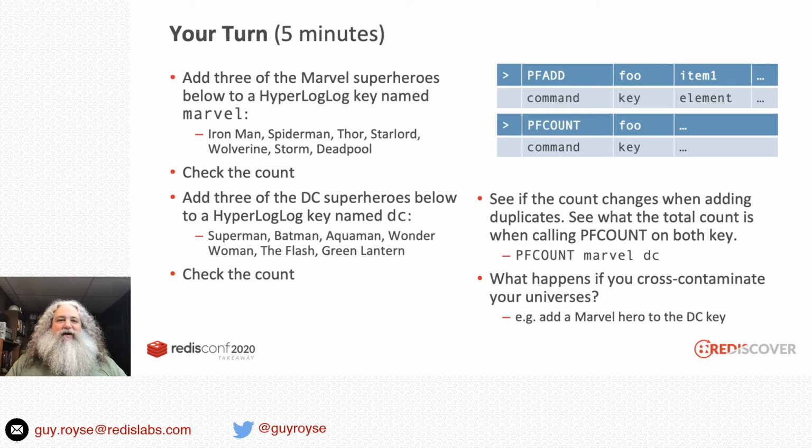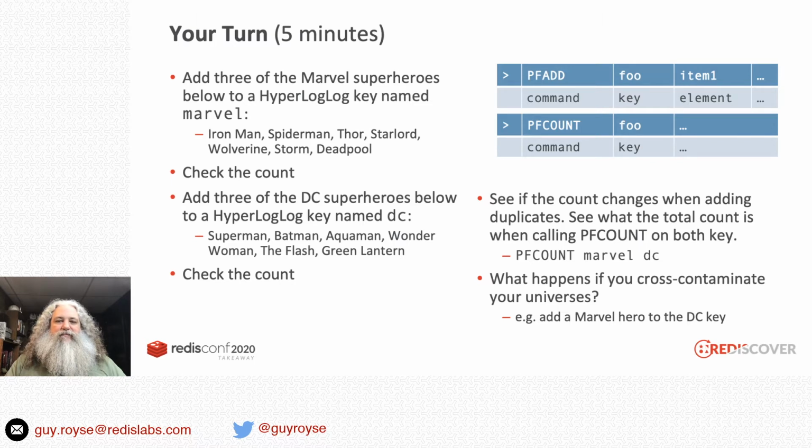Create a HyperLogLog named Marvel. And in there, put 3 of your favorite Marvel superheroes. We've got a couple listed: Iron Man, Spider-Man, Thor. All the classics. And go ahead and then count it. And then do the same thing for some DC superheroes: Superman, Batman, Aquaman. And check the count of that as well. And so you have 3 of each of these. You should see 3 coming back. Call count on both of them and see what you get back.